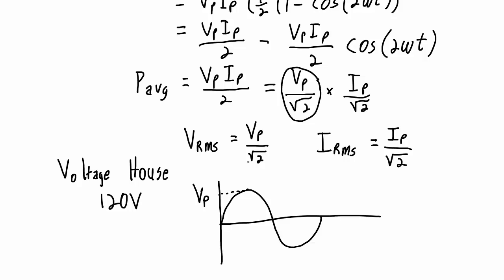So 120 volts times the square root of 2 works out to be about 170 volts. So the house voltage, even though it's stated as 120 volts, actually goes up to a peak of about 170 volts and down to a negative peak of about minus 170 volts. So that gives you a bit of insight into where RMS voltage and currents come from, and I'll see you in the next video.